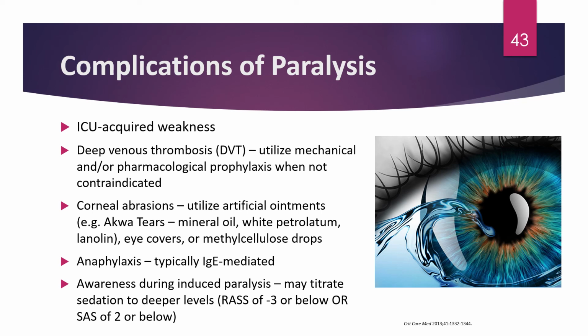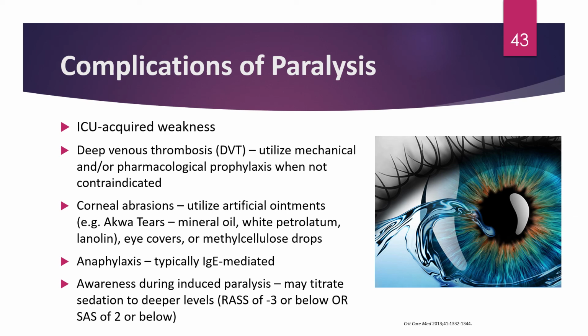As a result, we want to use mechanical or pharmacologic prophylaxis when it's not contraindicated. Mechanical prophylaxis would be like sequential compression devices that can go on your legs, or stockings, though those stockings probably don't do as much as your sequential compression devices. Pharmacological prophylaxis can include heparin 5,000 units sub-Q every 12 to 8 hours. Additionally, you might give enoxaparin 40 milligrams sub-Q daily, or 30 milligrams sub-Q daily if your creatinine clearance is less than 30.